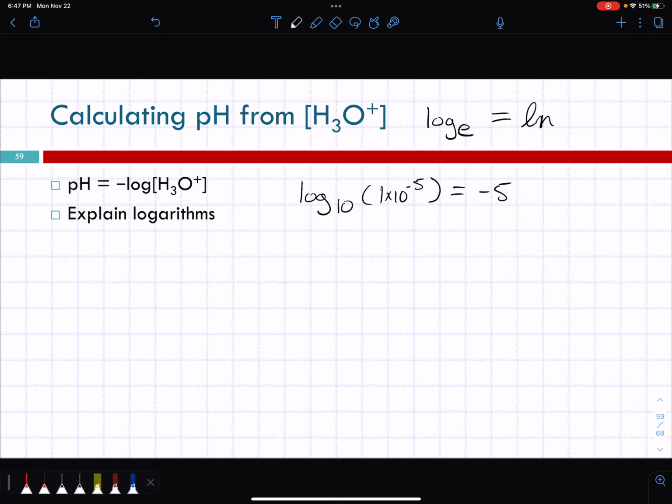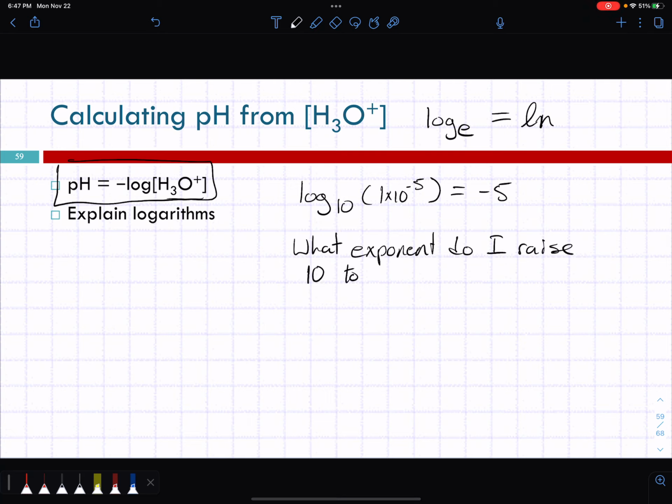Yeah, it's very confusing. I don't understand a word you just said. That's why it says explain logarithms, and it's like, that's a lot. Okay, I'm going to explain this. It's easy to use practically, because this is the equation. So I guess it's what exponent do I raise 10 to get this number?